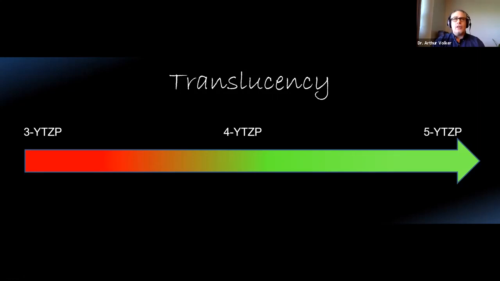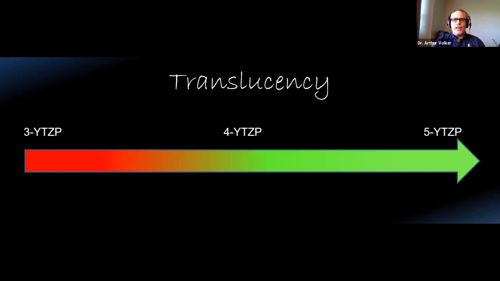Ivoclar's Zircad Prime, I believe, has a 3Y TZP and a 5Y TZP in the puck itself. And again, that just stands for 3 mol% yttria-stabilized tetragonal zirconia polycrystal, which for the manufacturing or marketing gurus out there was not a very easy thing to say.